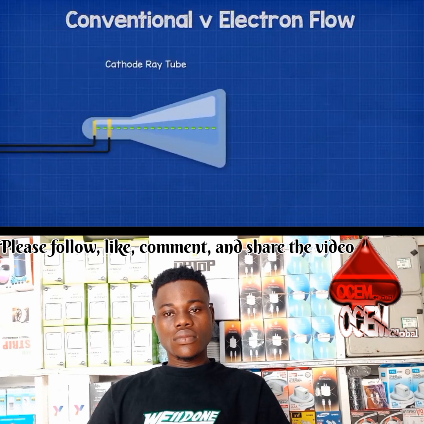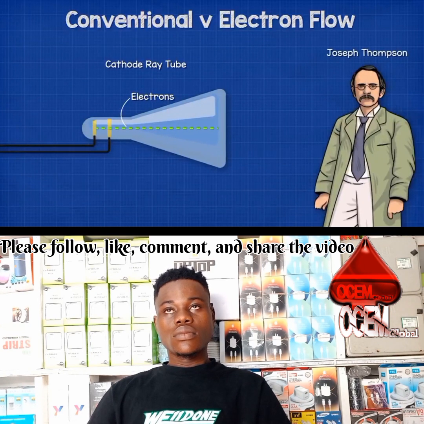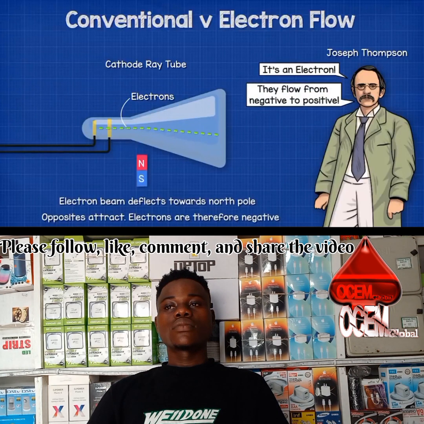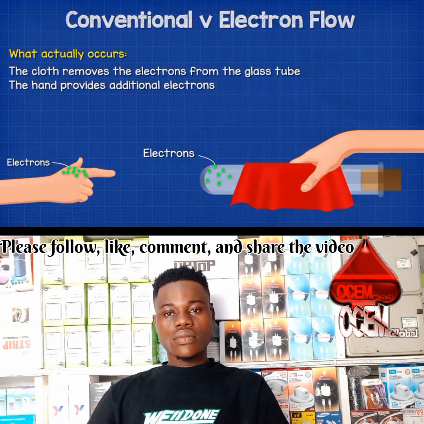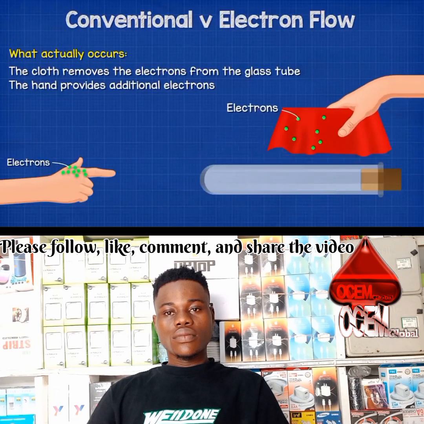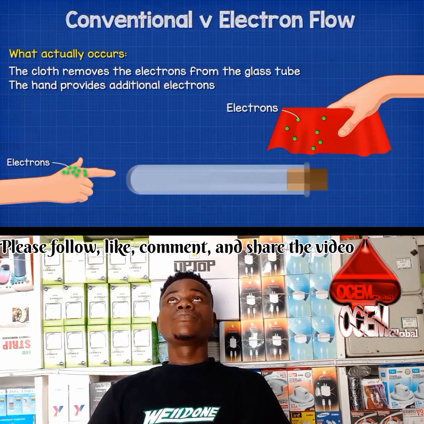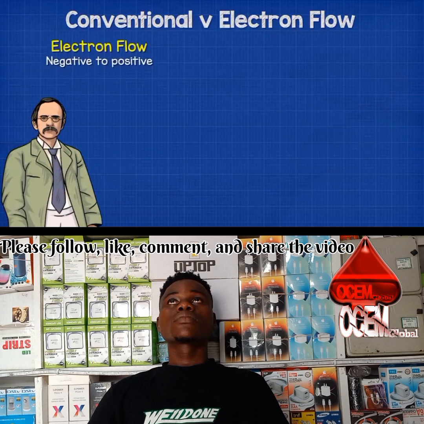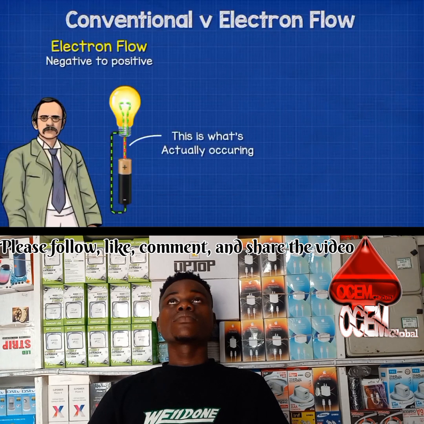However, as science evolved and experiments became more precise, someone called Joseph Thomson discovered that this invisible thing moving inside the wire was a particle, and he named this particle an electron. He also discovered that these electrons were actually flowing in the opposite direction, from the negative to the positive. Benjamin Franklin didn't realize the silk cloth was actually removing electrons from the glass. So they were actually flowing from the person and to the glass tube. Joseph Thomson's theory became known as electron flow, because it's the flow of electrons.